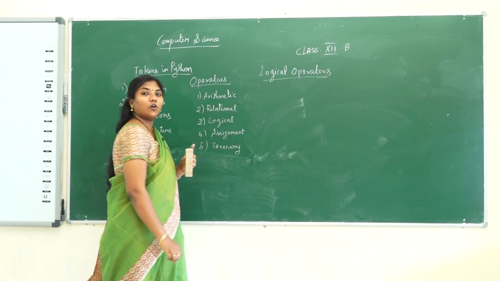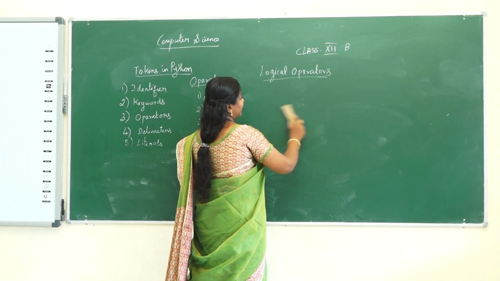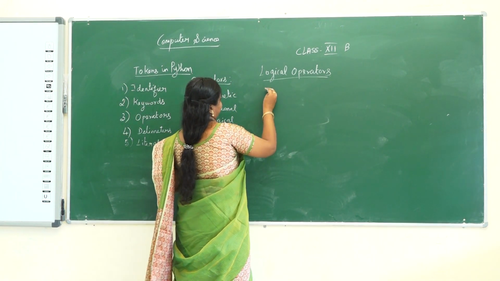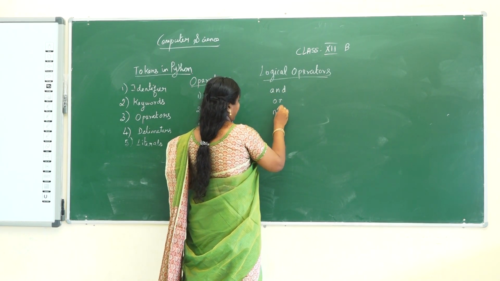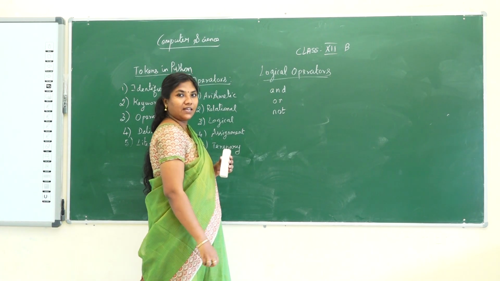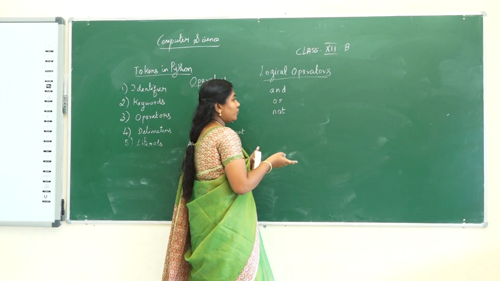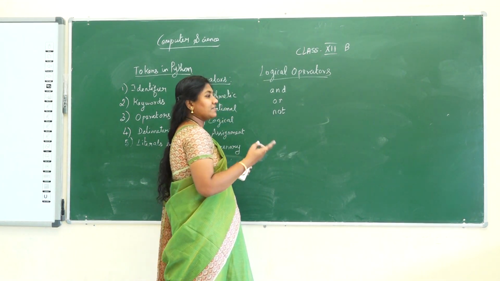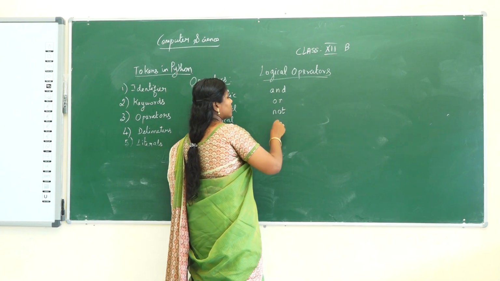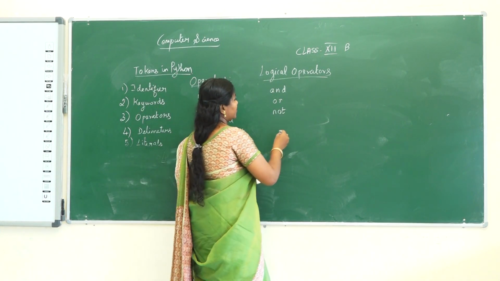So logical operators. It is used for logical values, as we know very well: and, or, not. These three are the logical operators. And means both values must be true, or means either one value can be true, and not means it gives the opposite value. So here also we will get the output either true or false. So let us see a program.